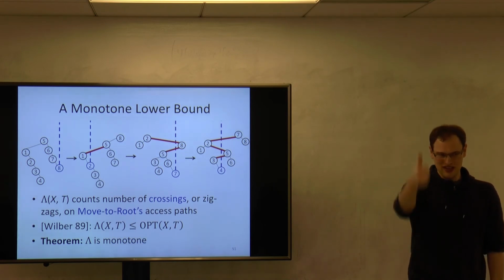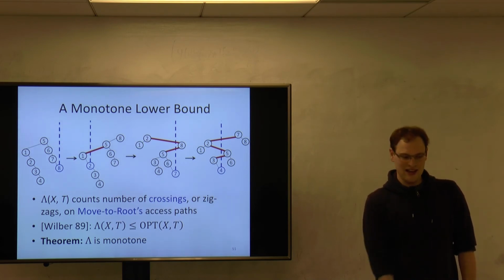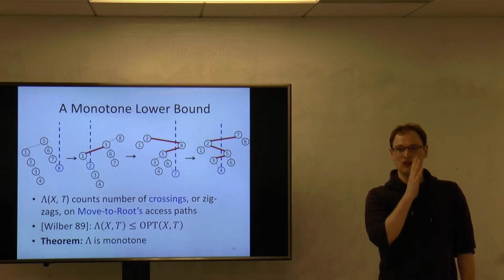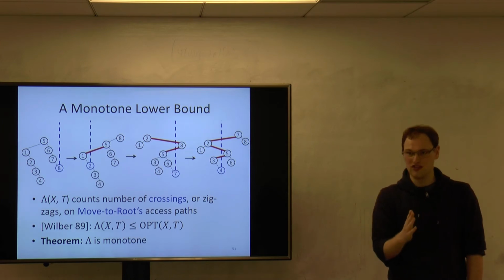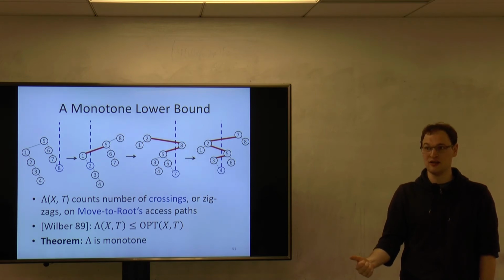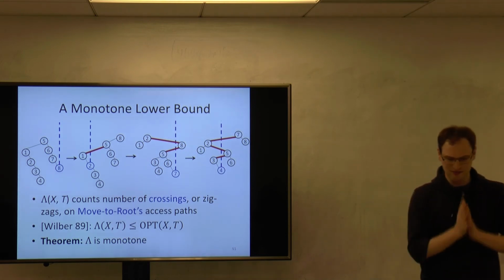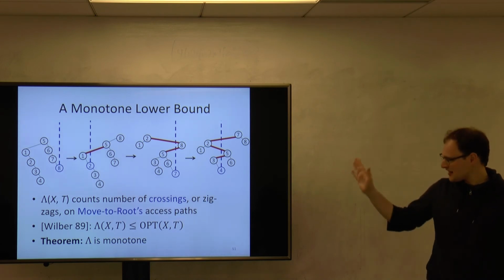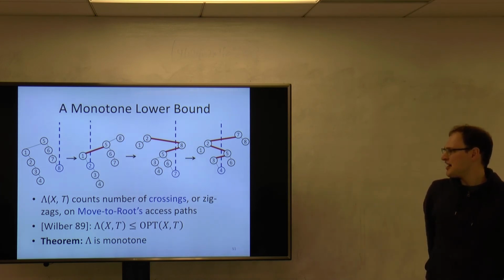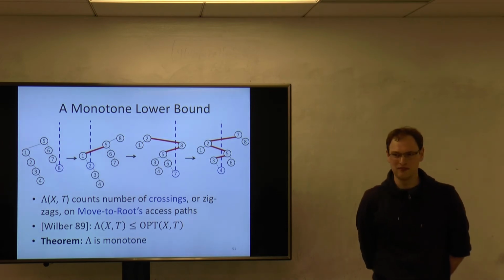So I execute the instance with move to root. But before moving the item to the root, I draw a line up to infinity, and I mark every edge crossed by that line. That's a crossing edge. If I count the number of crossing edges, that's a lower bound on the cost of any execution. The proof of that is not something I'll attempt to intuit here. But that's a lower bound, and you can prove that this is a monotone lower bound.